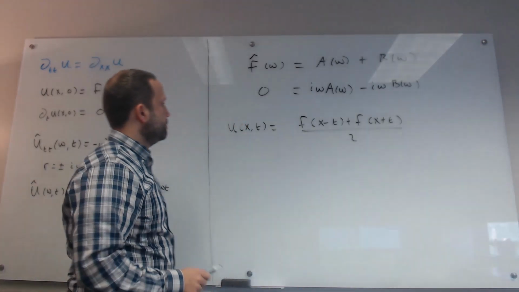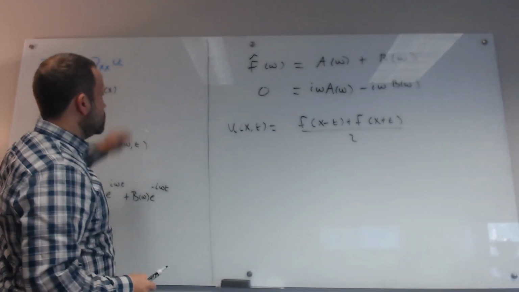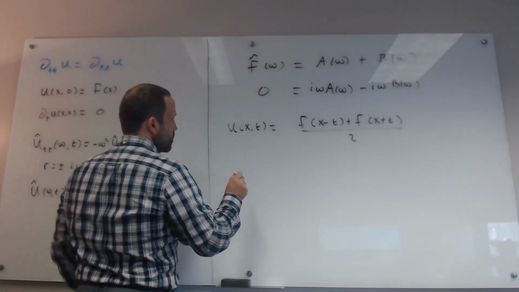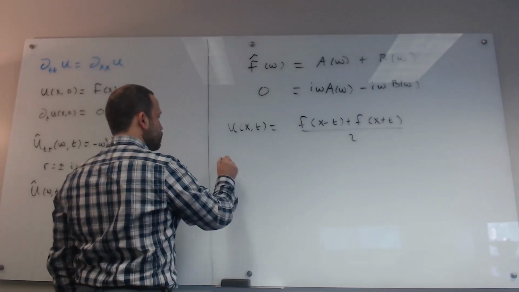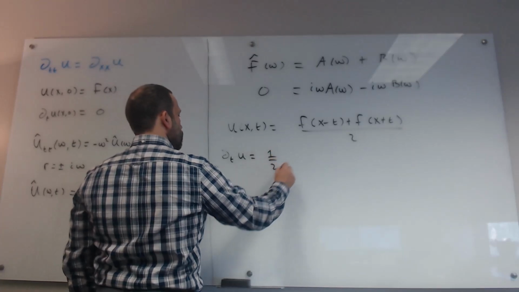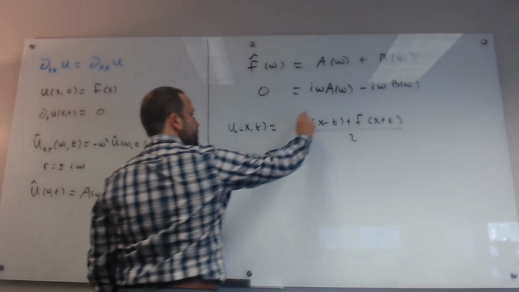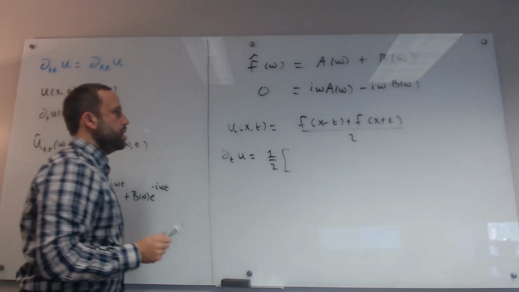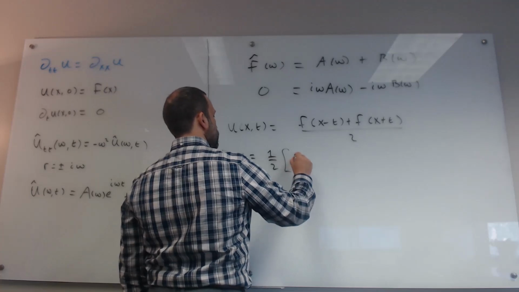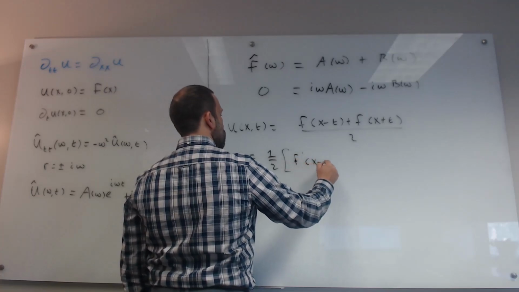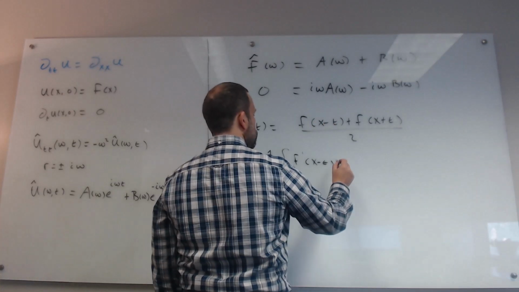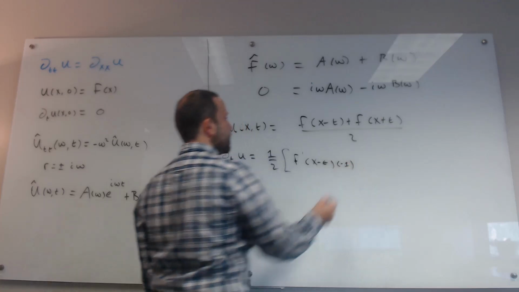Okay, well, let's prove that it satisfies this equation. I need to show that the double t derivative is equal to the double x derivative. So the t derivative of u is going to be 1/2. If I do the t derivative of f of x minus t, using the chain rule, it's going to be f prime of x minus t times the derivative of x minus t with respect to t. So that's going to be times minus 1.